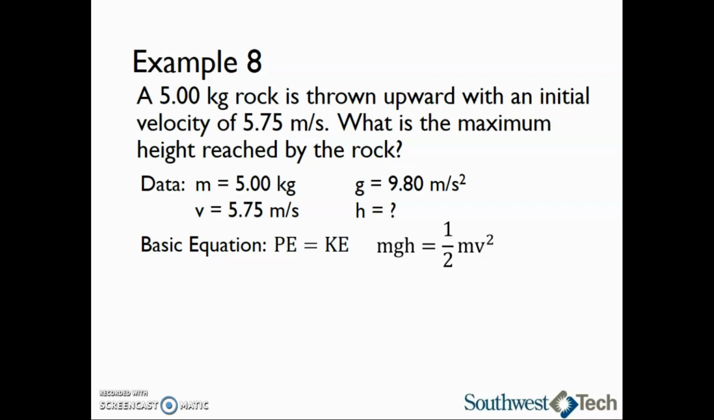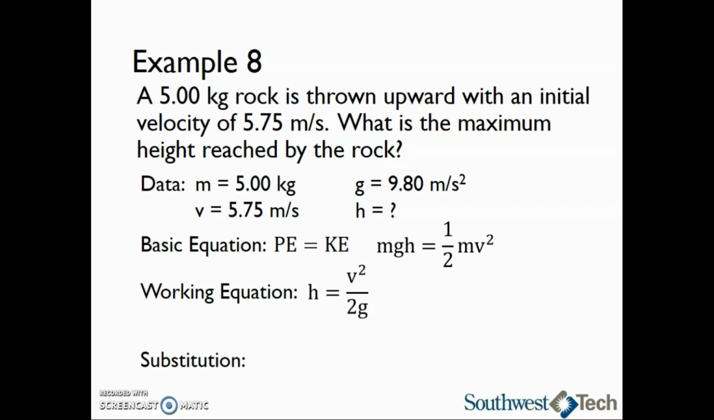Since there's an m on each side of the equation, mass cancels off and we are left with g times h equals 1/2 v squared. We can divide both sides by g to get a working equation in terms of h. This means that h is equal to v squared divided by 2 times g.